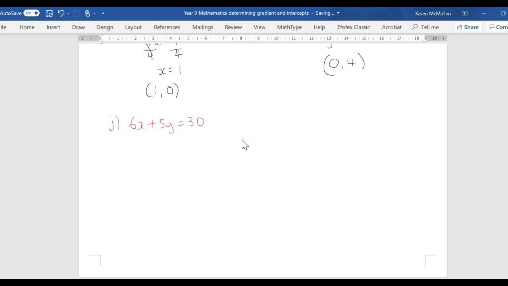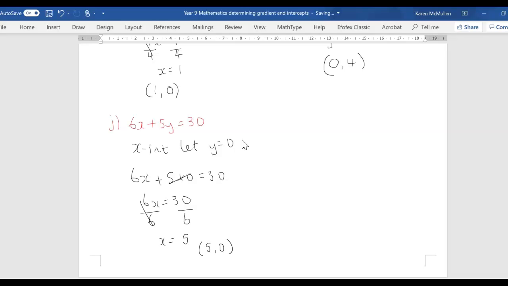All right, so if we're finding the x-intercept, let y equal 0. So I've got 6x, and you'll notice that the y term just disappears because we're going to have 5 times 0. All right, so 5 times 0 is just 0, so we're left with 6x equals 30. So 6 times x, the opposite is dividing. So they cancel out, and x is equal to 30 divided by 6, which is 5. So your coordinates are 5, 0.